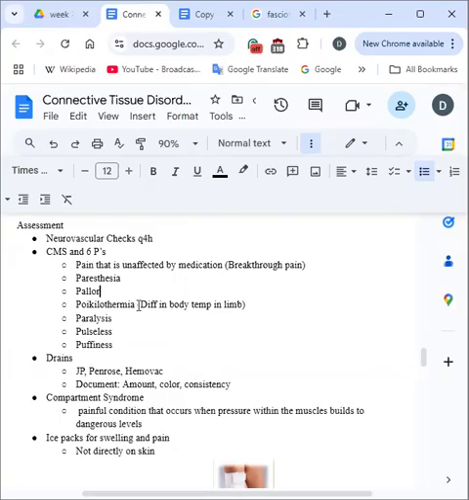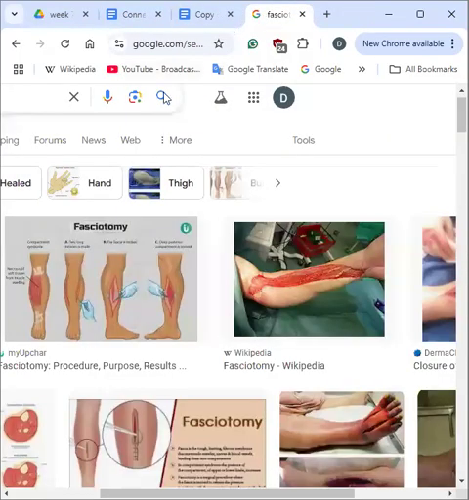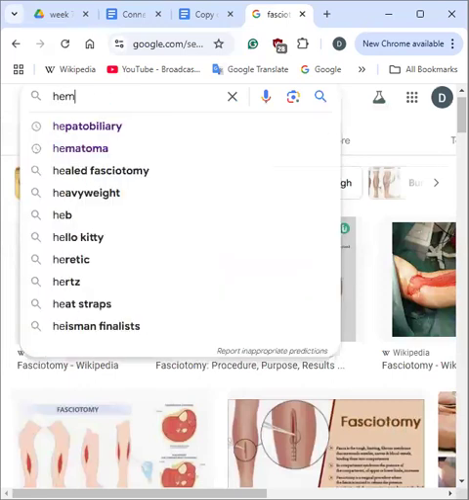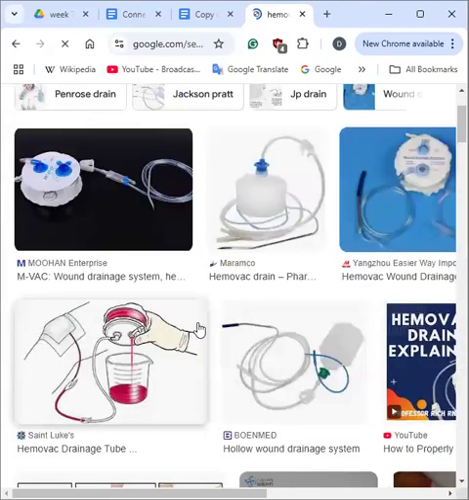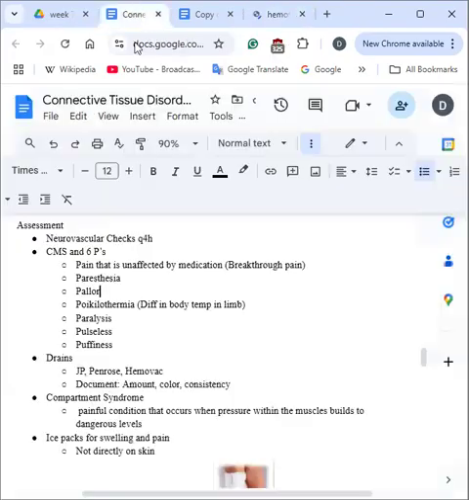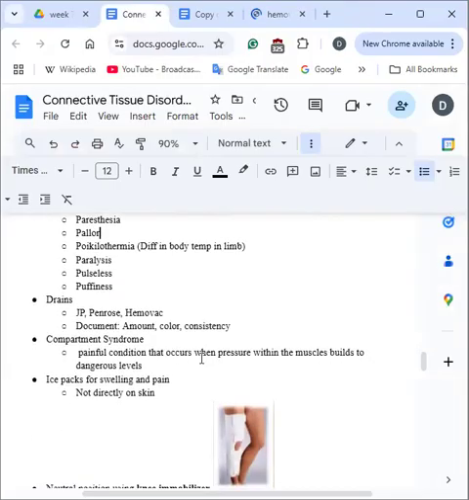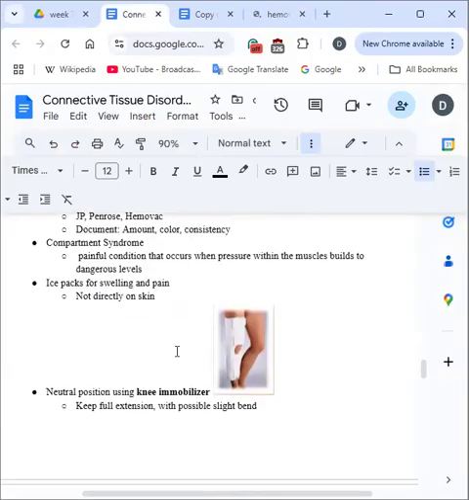That's the one you have to squeeze. It looks like a little hand grenade. Penrose, which is like a weird gravity-like thing. Hemovac, probably more likely to find that one in the hospital nowadays, or a similar kind of little machine, almost like a little vacuum that drains. Probably a fancier one. I talked about compartment syndrome.